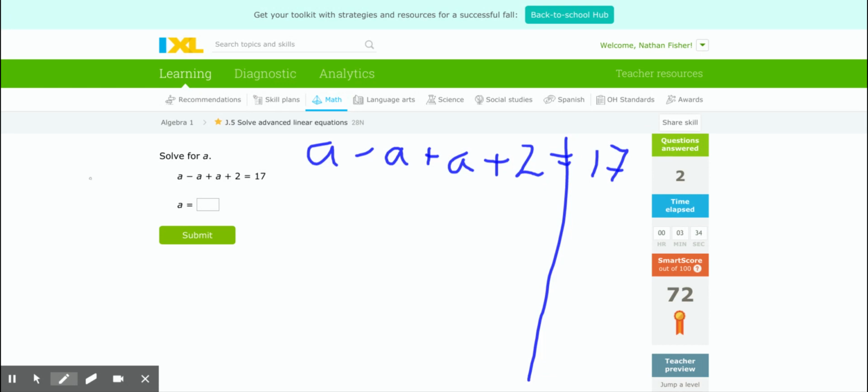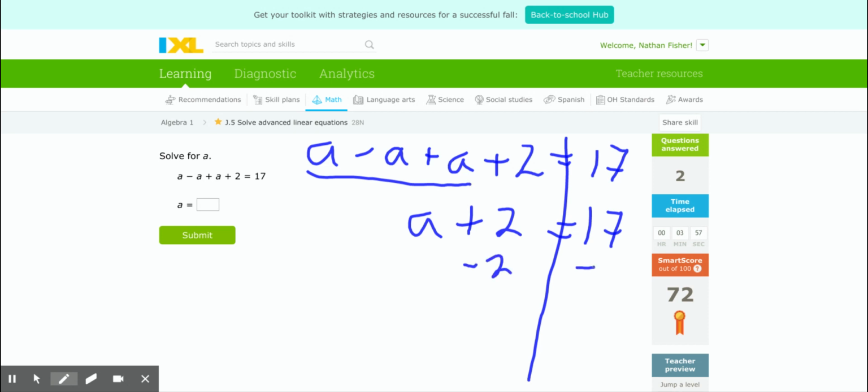equation, group those all together by combining like terms. So all these a's are going to go together. So think about 1a minus a would take me to 0, but plus another one would take me to just 1a. So those are going to combine to 1a, and then I still have the plus 2 and the equals 17. So we combine those.